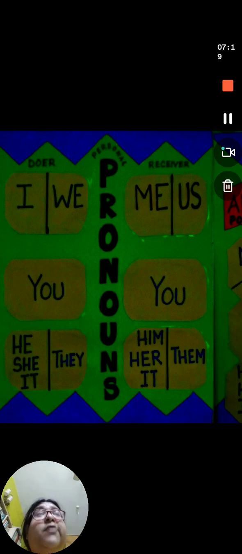Next, we come to the receiver form. Here some of the words are changing. For example, I will give the bunch of keys to him. I won't say, I will give the bunch of keys to he. I will give the bunch of keys to her. I won't say, I will give the bunch of keys to she.